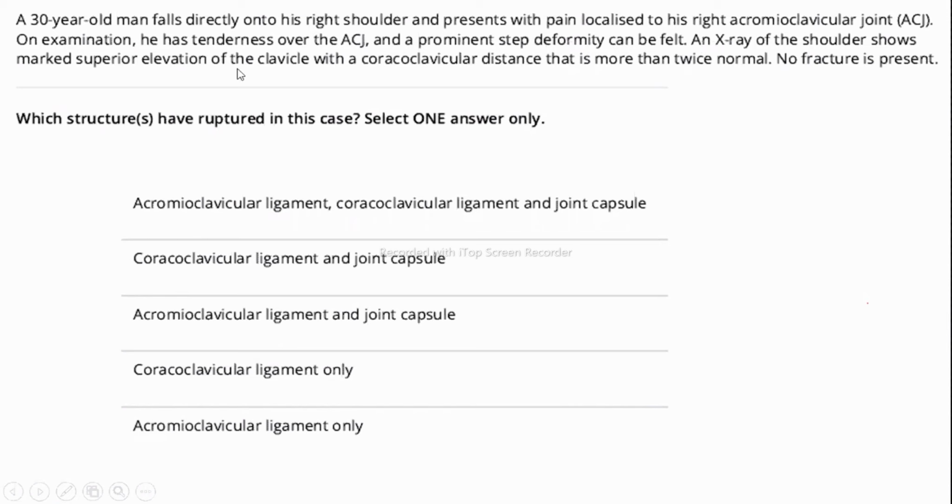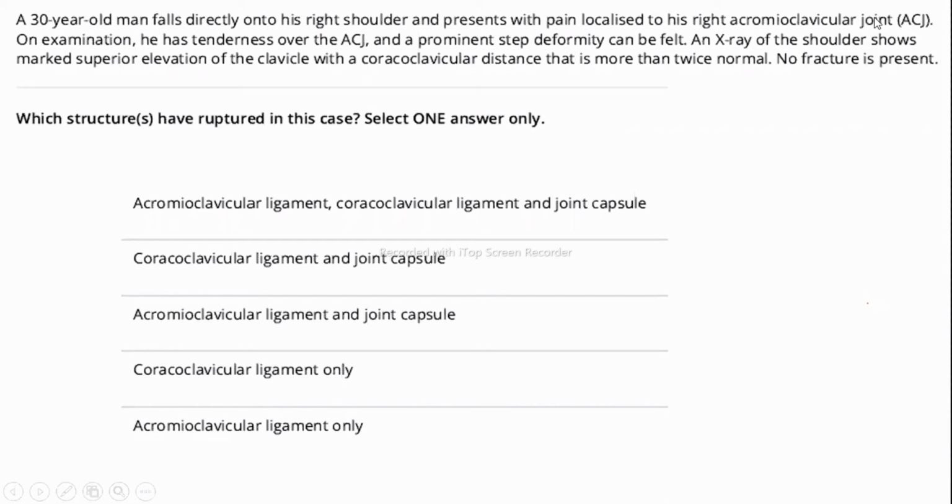X-ray of the shoulder shows marked superior elevation of the clavicle with coracoclavicular distance more than twice normal. Which grade is this one? Grade 5. Yes. No fracture is present. What does it mean? Not grade 6. It confirms a joint pathology, right? So not the bone, the joint.